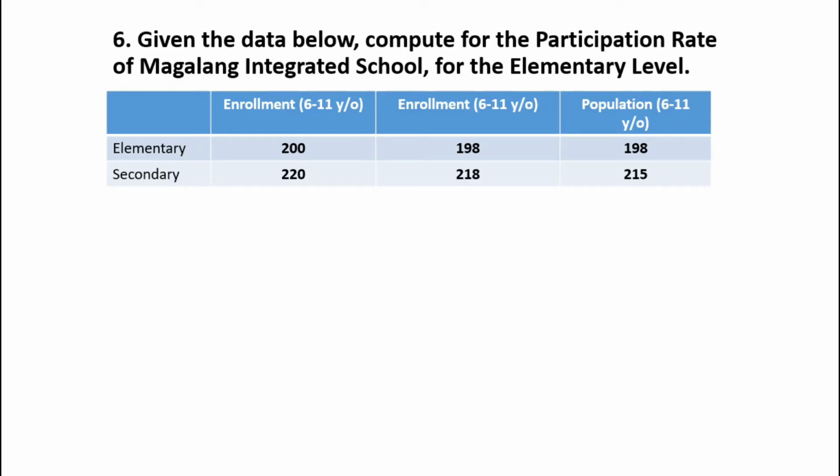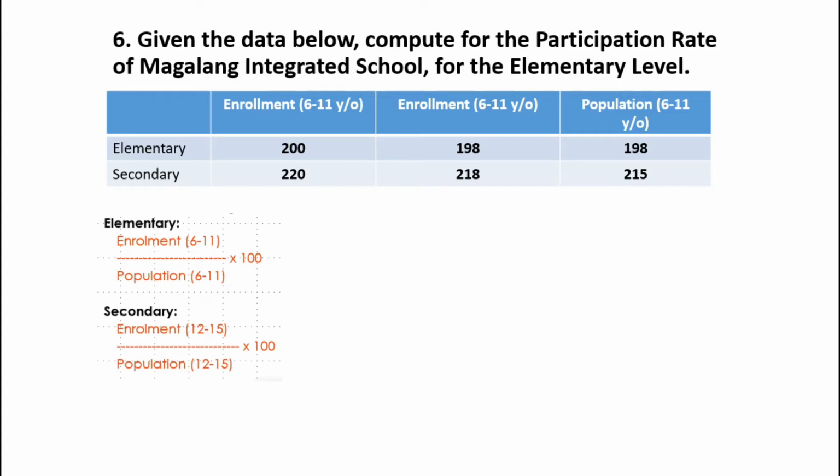Okay, time is up. So again, this is the formula and we will be looking now for the elementary level. The enrollment for the elementary for 6 to 11 is 198 while the population is 198 and so the participation rate is 100%. So alam ko perfect din kayo dyan because this is a very easy question.